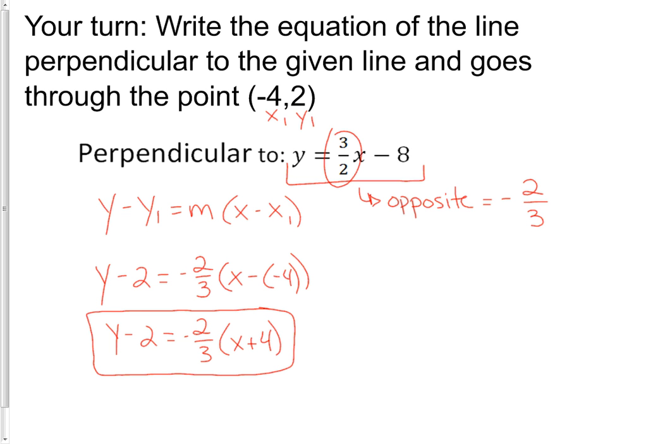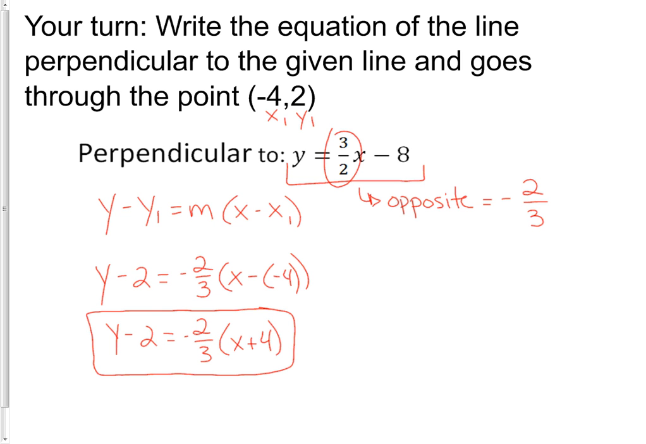Here we go. So let's start with the slope. We need to be perpendicular to y equals 3/2 x minus 8. That means we need the opposite of 3/2, the opposite of the slope. So the opposite of positive 3/2 would be -2/3. Opposite signs, flip the fraction.